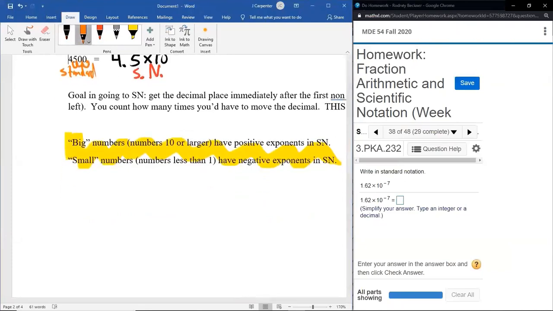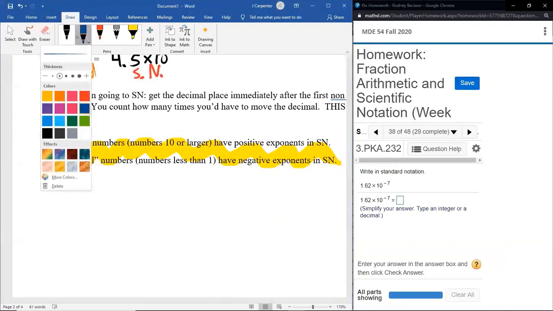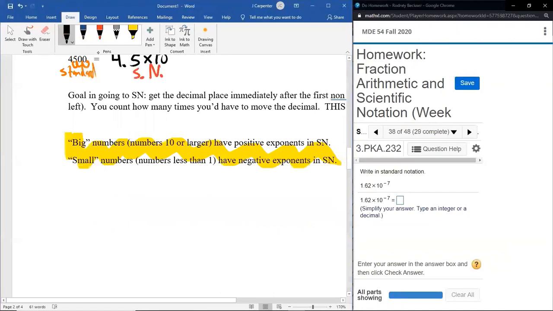So let me go back to blue here. There we go. This 1.62, that's all I'm going to write. And then this was times 10 to the negative 7. So that 7 tells me the decimal moves 7 places, either left or right. Maybe I move it right. And I said maybe. In fact, let me use a different color. I might be using red for a reason.